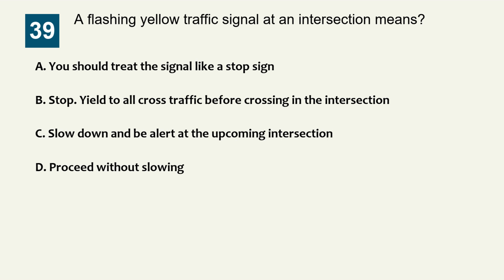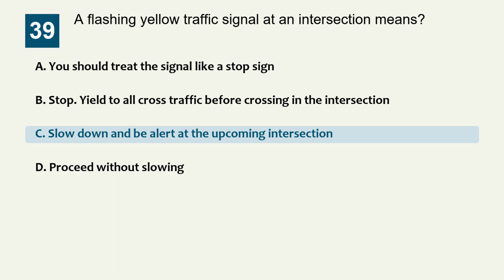Question 39. A flashing yellow traffic signal at an intersection means: option A, you should treat the signal like a stop sign. Option B, stop, yield to all cross traffic before crossing in the intersection. Option C, slow down and be alert at the upcoming intersection. Option D, proceed without slowing.